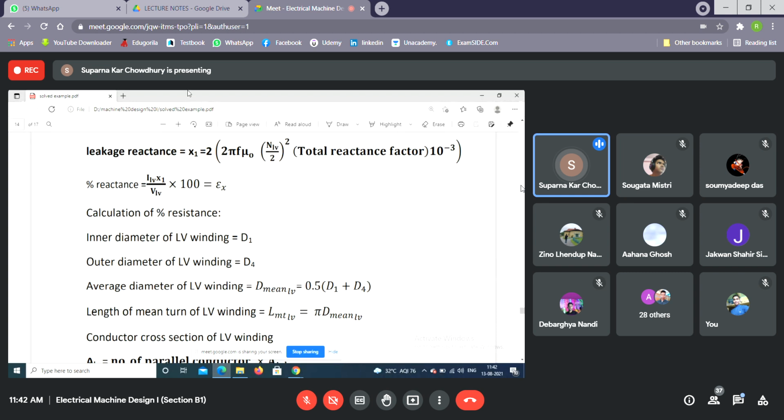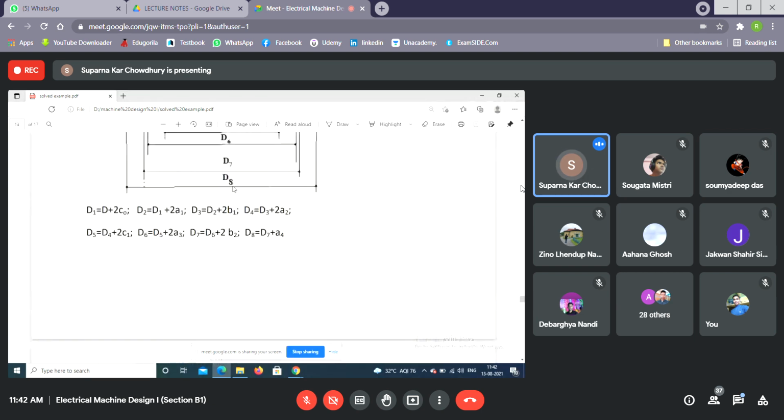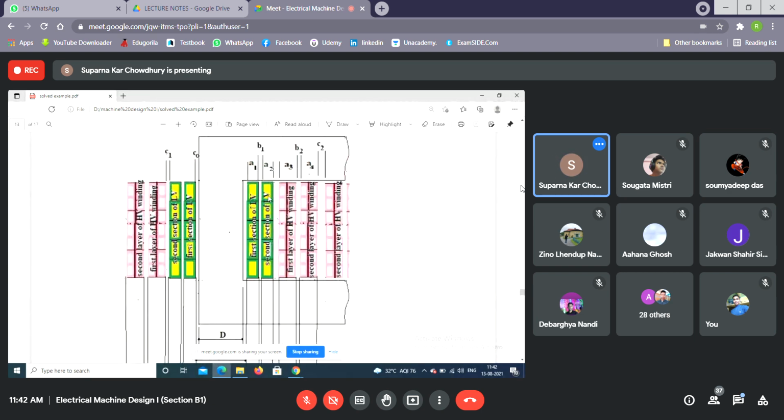When you come to that, you will see that to match the epsilon x, you might have to rearrange the winding. Unless you do one iteration, we cannot discuss how to rearrange the winding.